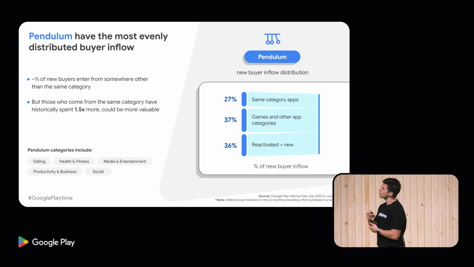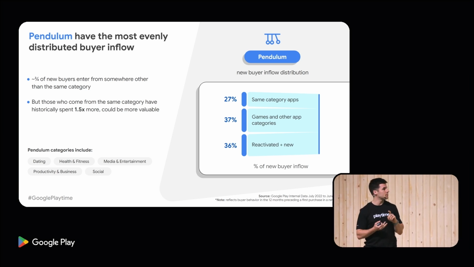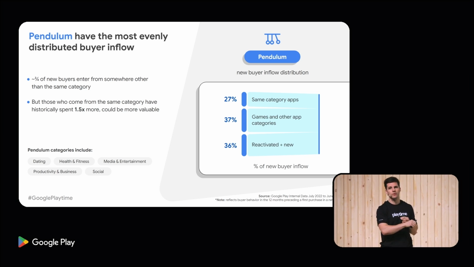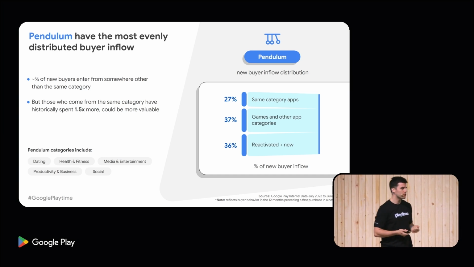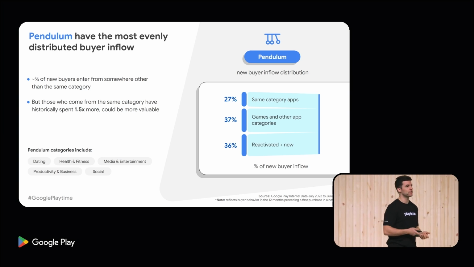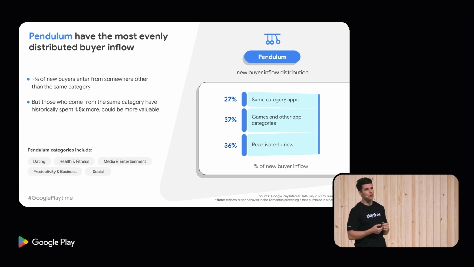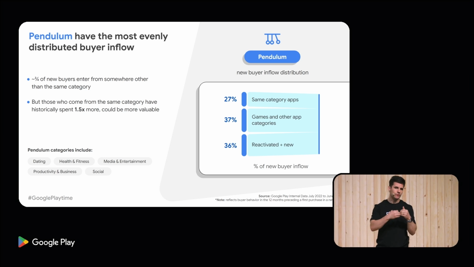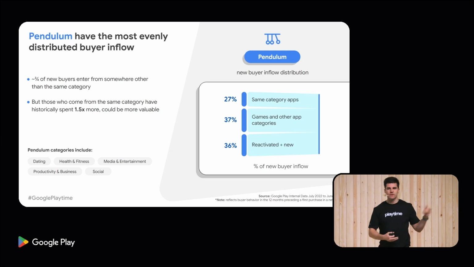First we're going to dive in with the pendulum apps. Now, this could be dating apps, health and fitness, media and entertainment. You'll notice that in the bottom left corner, we've listed out the categories. We'll persist this throughout the presentation today in case you want to refer back to which categories are in the bucket. So, with pendulum apps, what we see is that they have the most evenly distributed new buyer inflow, with nearly three-quarters of their new buyers coming from somewhere other than same apps in their category. However, when a buyer comes from an app in their same category, they will have historically in the preceding year spent 1.5 times as much. So that could mean for apps in these categories that maybe buyers in your same app category could be more valuable.